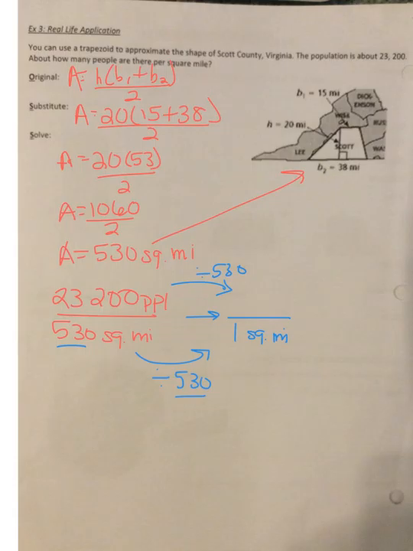If we go ahead and put that in our calculators, 23,200 divided by 530, we end up with roughly 43.77 people per square mile. Well, it's hard to have a decimal of people, so we're going to say that is roughly, these little squiggly equal signs mean about, 44 people per square mile. All right, that's it for this video.